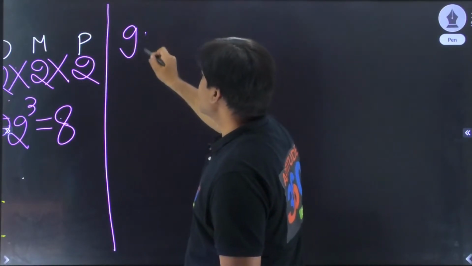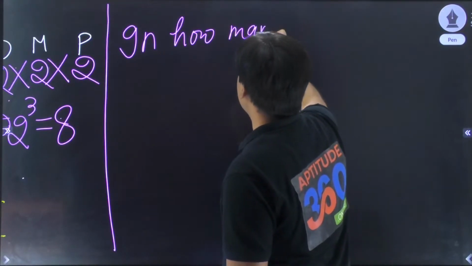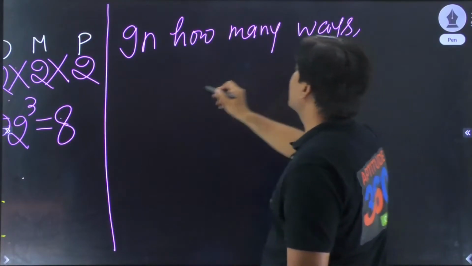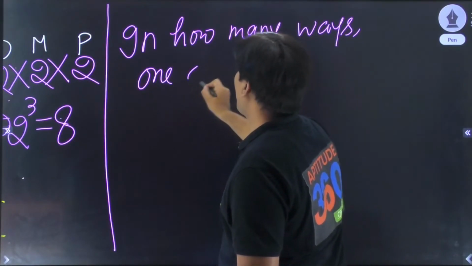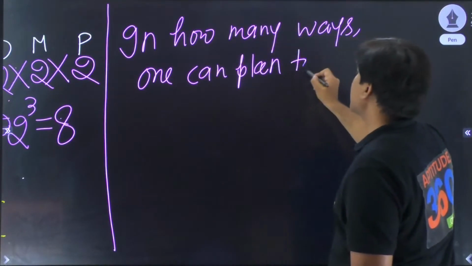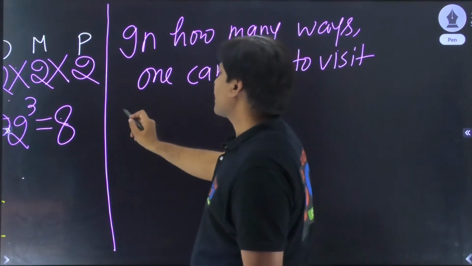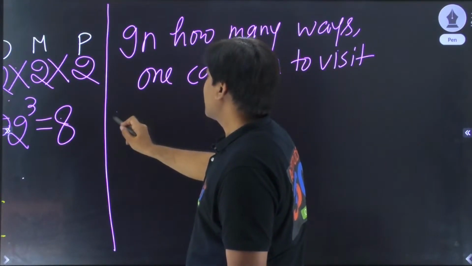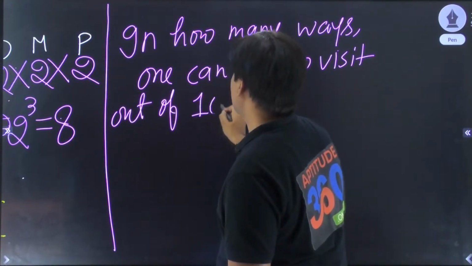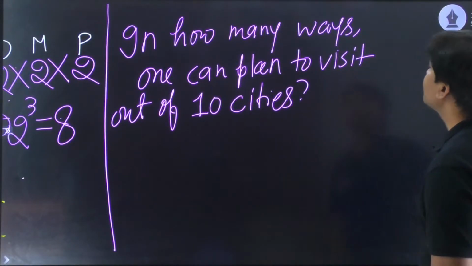My question is, in how many ways one can plan to visit out of 10 cities? Out of 10 cities. What do you think is the answer, people? What do you think is the answer?